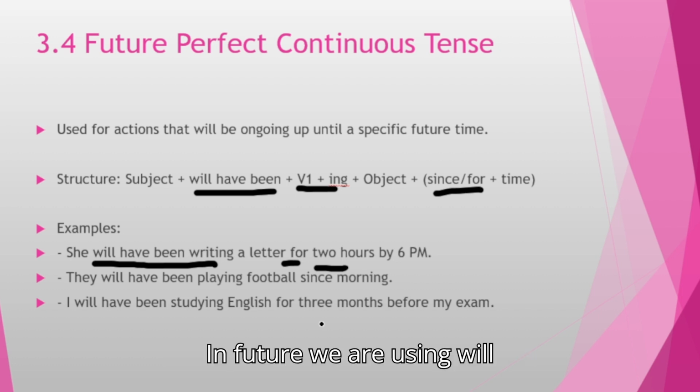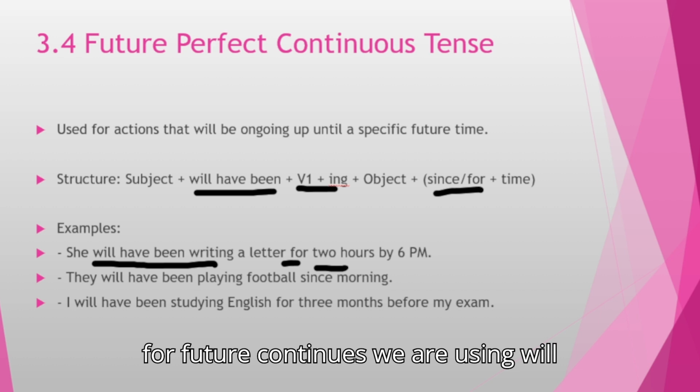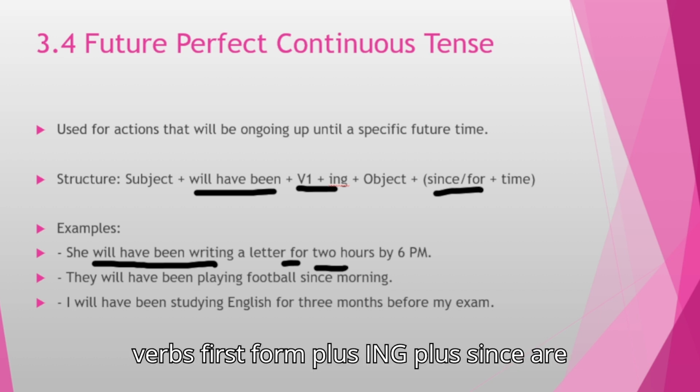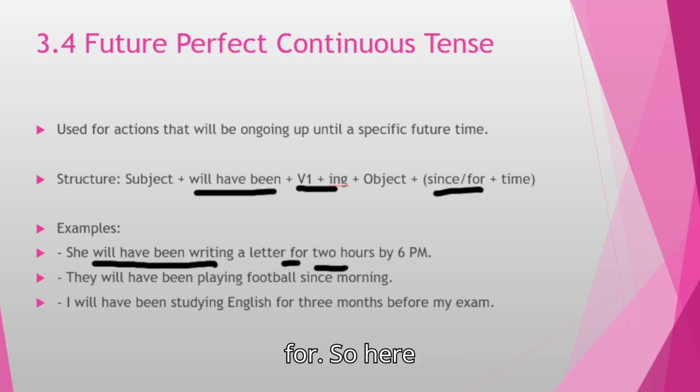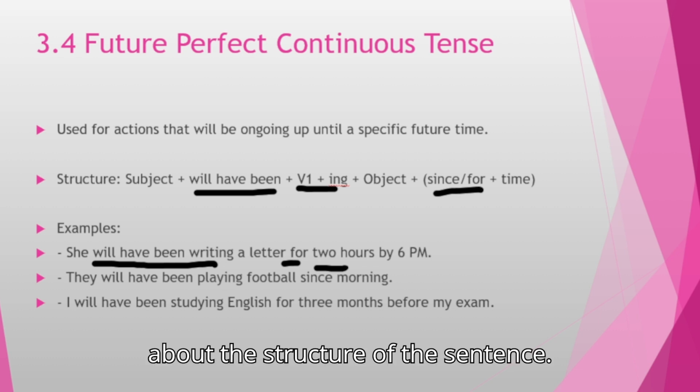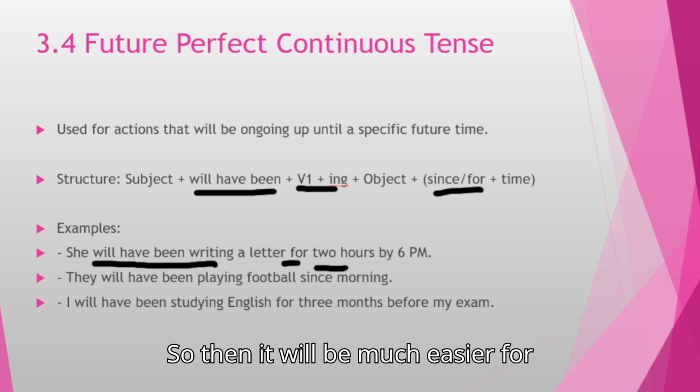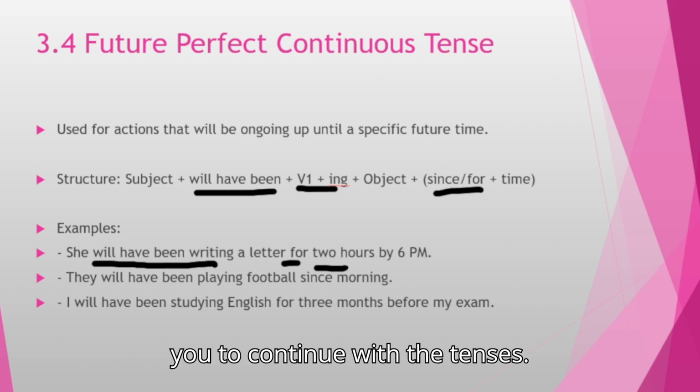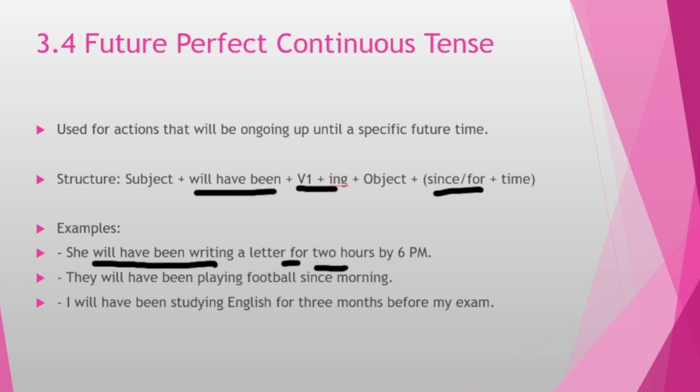In future, we are using will, shall, and future perfect will have plus verb's third form. And for future perfect continuous we are using will have been, verb's first form plus ing plus since or for. So here you have to remember a little about the structure of the sentence. Then it will be much easier for you to continue with the tenses.